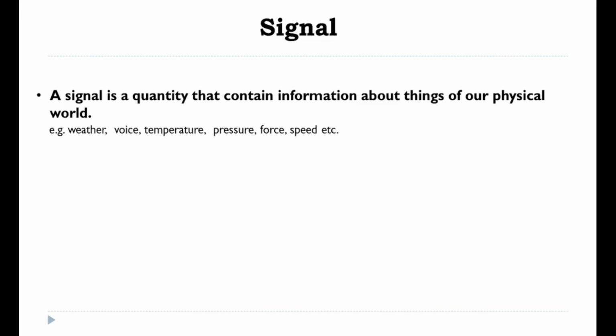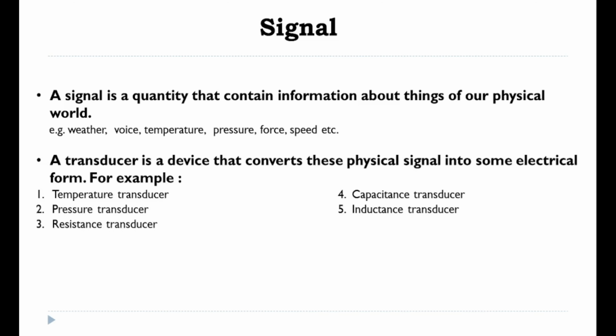But signals in these forms cannot be processed by electronic circuits. So we need to convert them into some electrical form. And do you know which device we use for it? Yes, a transducer. A transducer is a device that converts these physical signals into electrical forms. Examples of transducers are temperature transducers, pressure transducers, resistance transducers, capacitance and inductance transducers.